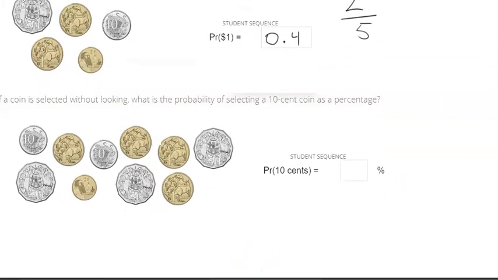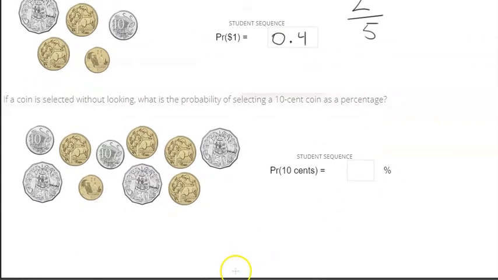The third example: if a coin is selected without looking, what is the probability of selecting a 10-cent coin as a percentage? So first things first, let's get this into a fraction form. Let's see how many coins there are. 1, 2, 3, 4, 5, 6, 7, 8, 9, 10. And of those 10, how many are 10 cents? 1, 2. There's only 2. So there's a 2 in 10 chance.